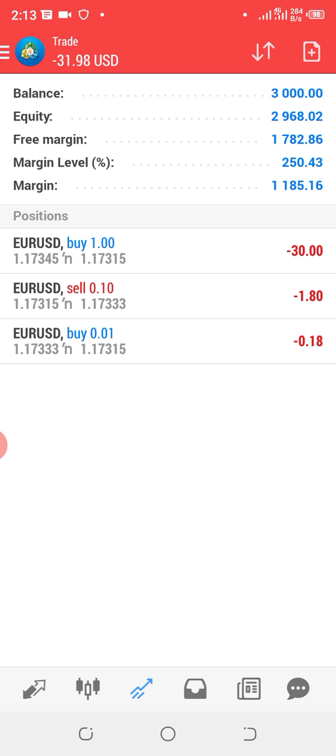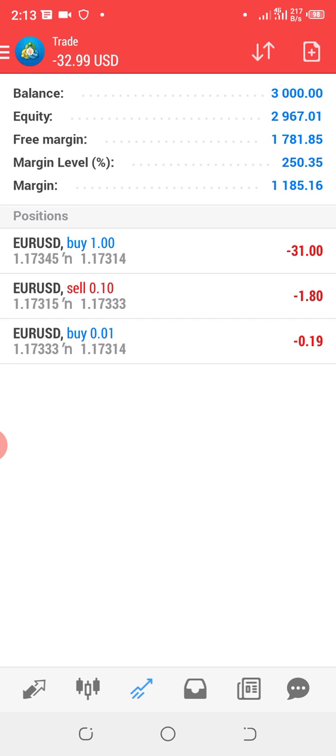You can see that the spread here is for the Euro/USD. I'm already having minus $28, because one lot size requires a larger trade, while my mini lot is minus 1.8.